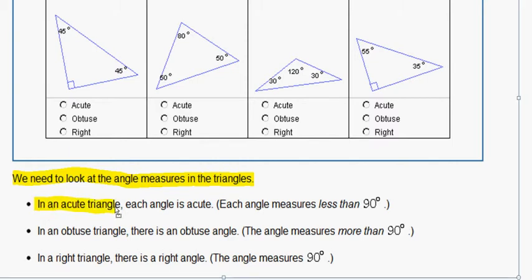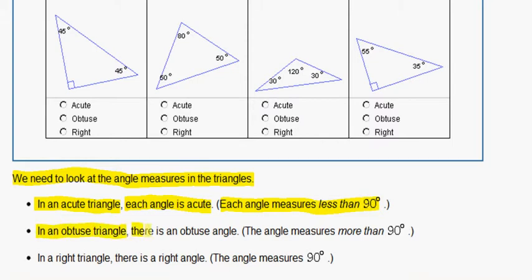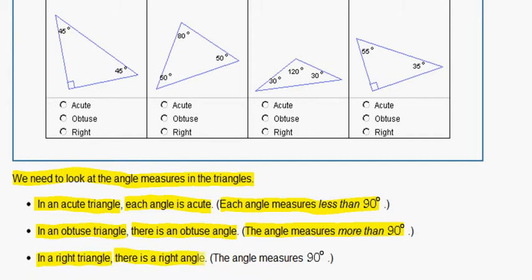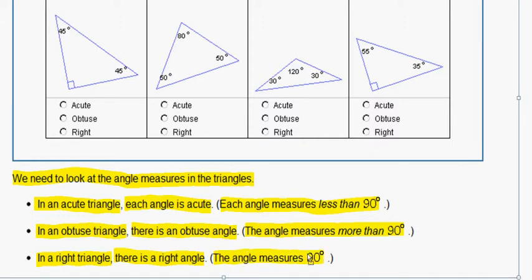In an acute triangle, each angle is acute. Acute means each angle measures less than 90 degrees. In an obtuse triangle, there is an obtuse angle. That means the angle measures more than 90 degrees. And in a right triangle, there is a right angle. A right angle means the angle measures exactly 90 degrees.